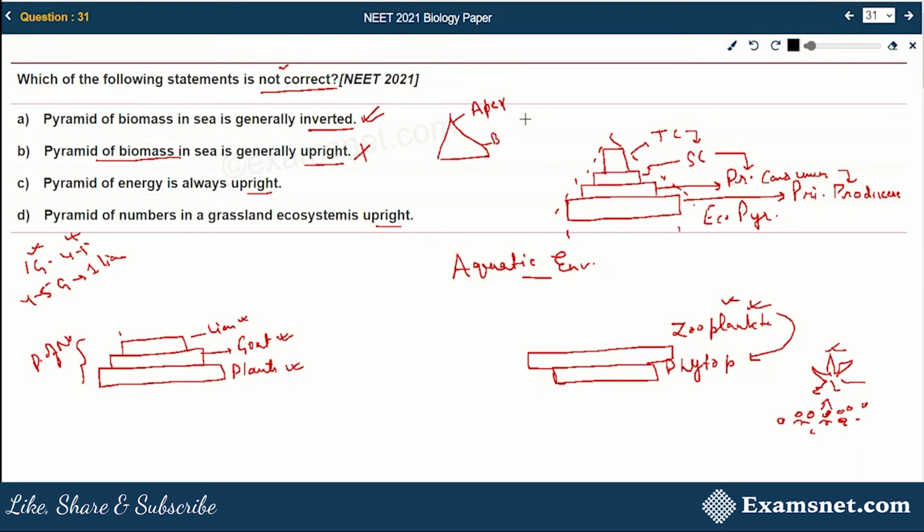Okay, pyramid of energy is always upright. This is a correct statement. Why? Because energy always keeps on decreasing. Only the energy left in the plants will get transferred to the next level, and only a part of that energy will get transferred to the next. The energy can never be transferred which is more than the previous energy.